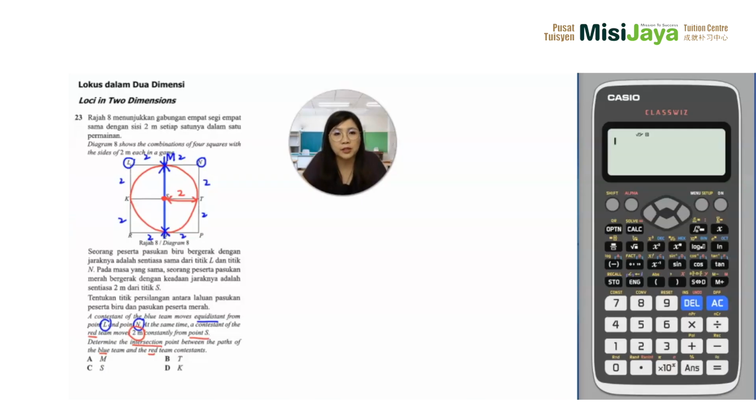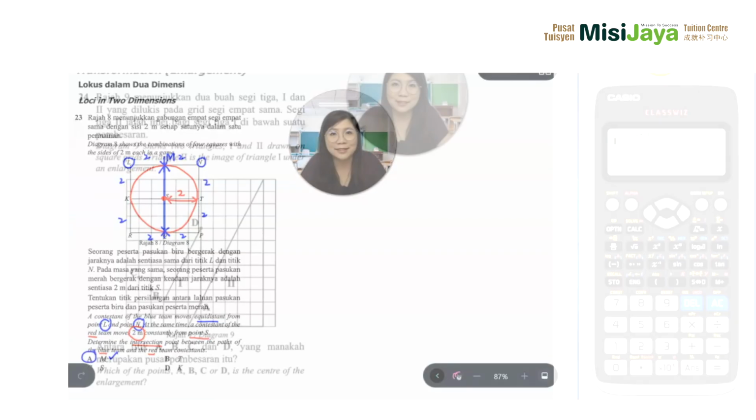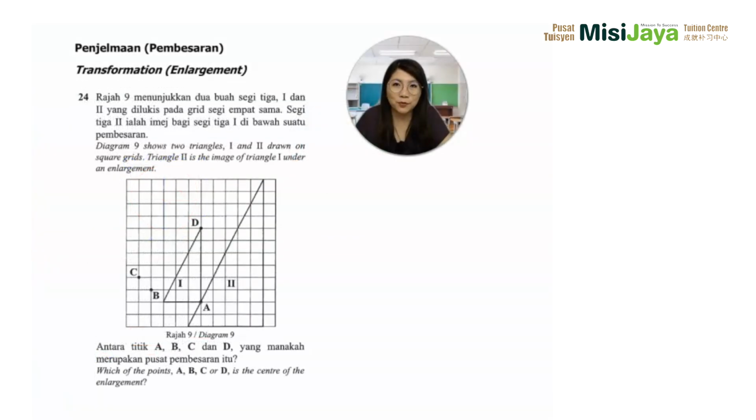So let's look at the options A, B, C, D. Okay, we have M, but we don't have Q. But it's fine because they want you to choose only one answer. So the answer is A. Let's look at question number 24.